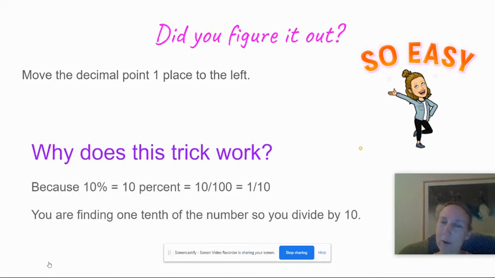So why does that trick work? Because 10% is just finding 1/10 of a number. So you're just dividing by 10. It's so easy. Too good to be true, right?